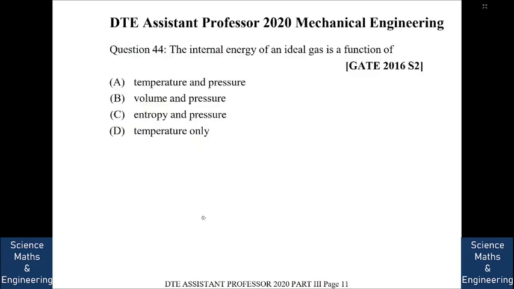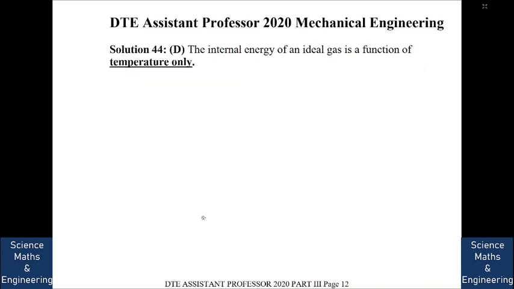Next question. The internal energy of an ideal gas is a function of A. Temperature and pressure, B. Volume and pressure, C. Entropy and pressure, and D. Temperature only. So the answer is it is a function of temperature only.